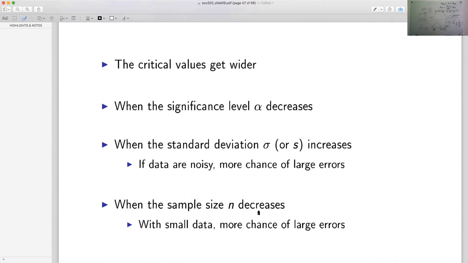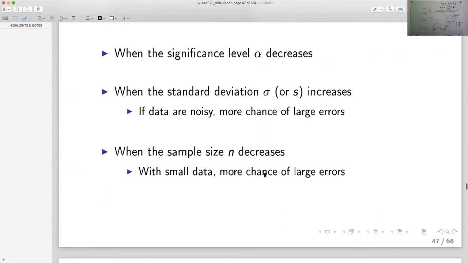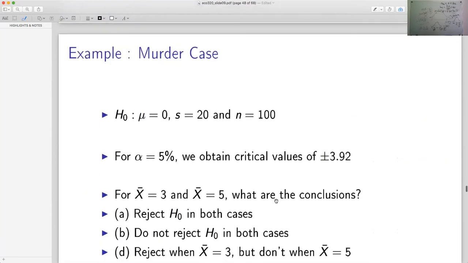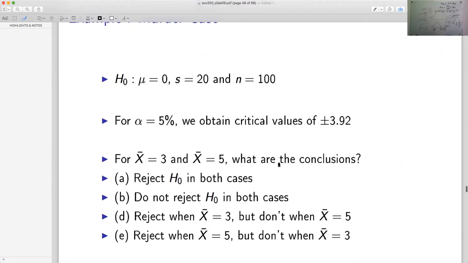So when the sample size decreases, that means the standard error is going to increase, so more margin of error, and so on. And what is your conclusion?